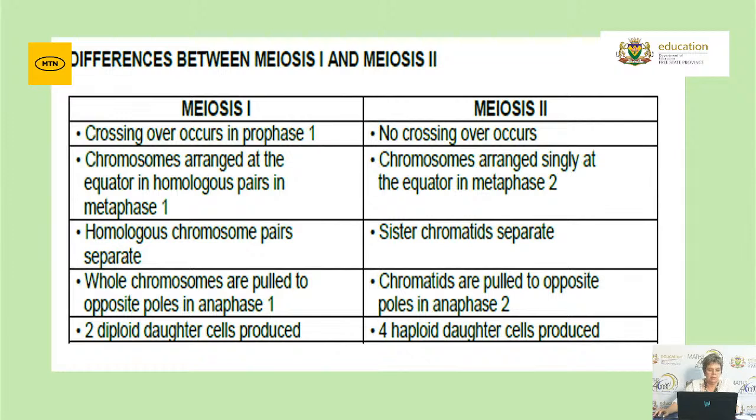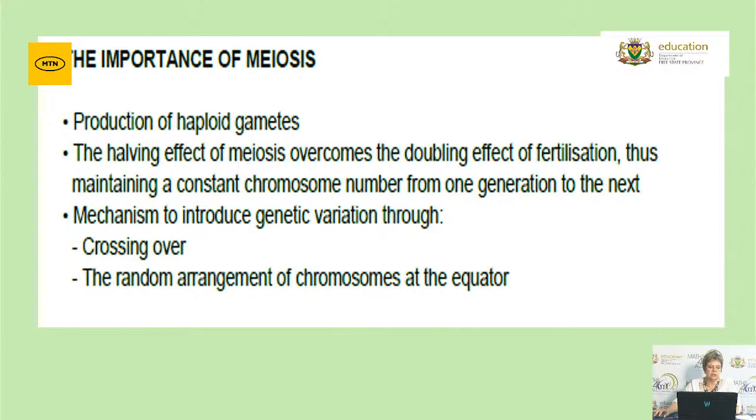In the prophase, remember in meiosis 2 there is no crossing over. And in meiosis 1 it's homologous pairs. And in meiosis 2 it's only chromosomes, as I mentioned before. Then the importance of meiosis: it introduces genetic variation, and it also has a halving effect to overcome the doubling effect of fertilization. So there are 3 very important points for meiosis. What is the importance of meiosis? Also, a long time they didn't ask that, so I want us to emphasize the importance of meiosis.